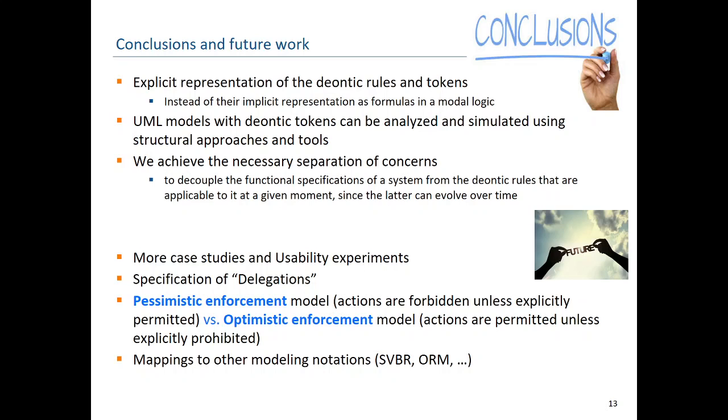We also plan to specify delegations of permits and burdens, something that incorporates an extra level of difficulty because a delegation is also an action and therefore it may also need permissions and burdens. So far we have used a pessimistic enforcement model whereby permits are required to perform actions. This may require too many explicit permits in some cases. An optimistic enforcement model based on explicit prohibitions needs to be studied and compared with our proposal, deciding when it's better to use one or the other.